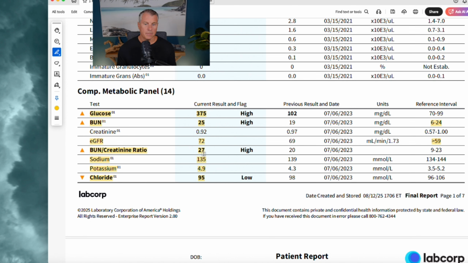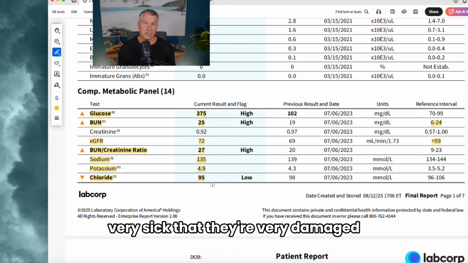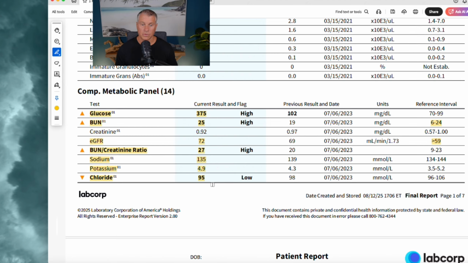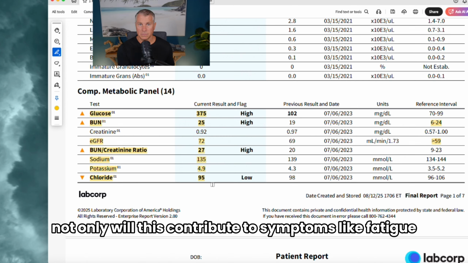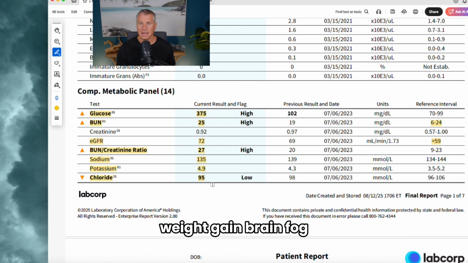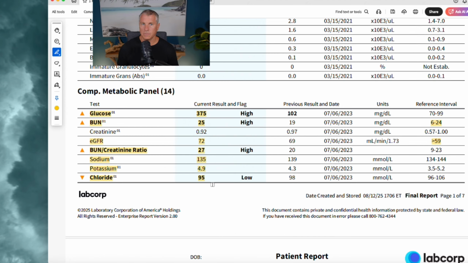But in this situation, you can see that the individual's ranges are outside of those healthy functional ranges, and one of them is already outside the lab range, which is indicating that the adrenal glands are very, very sick, that they're very damaged, and they're progressively getting worse. So not only will this contribute to symptoms like fatigue, weight gain, brain fog, sleep issues, etc., this person is also going to be contributing to their cellular disease process and the progression of their diabetes.